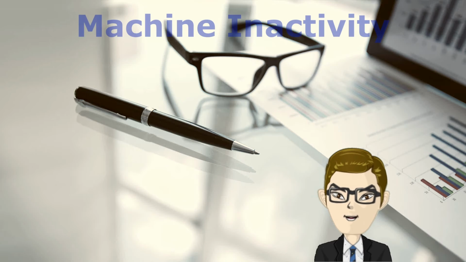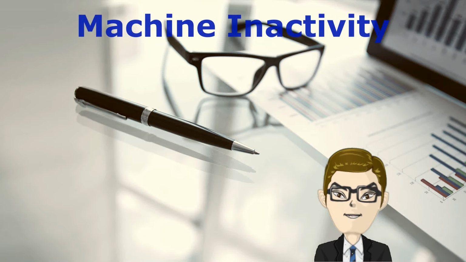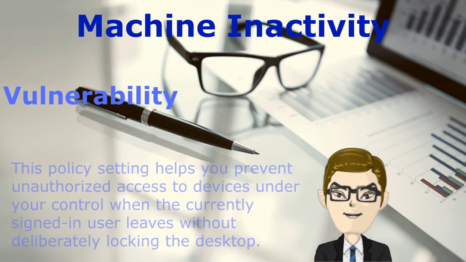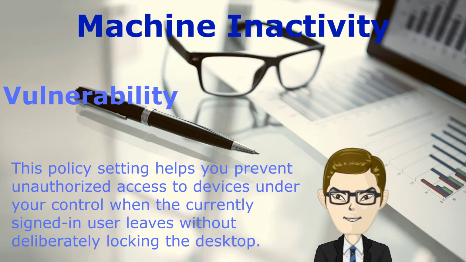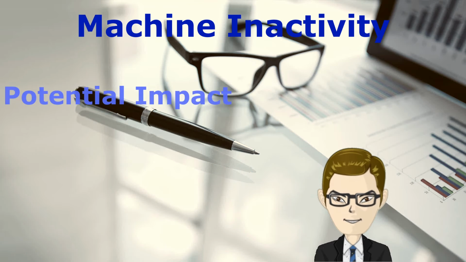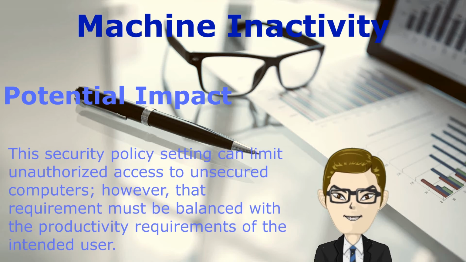Okay, let's move on to number 11, machine inactivity. Vulnerability. This policy setting helps you prevent unauthorized access to devices under your control when the currently signed-in user leaves without deliberately locking the desktop. Potential impact. This security policy setting can limit unauthorized access to unsecured computers. However, that requirement must be balanced with the productivity requirements of the intended user.